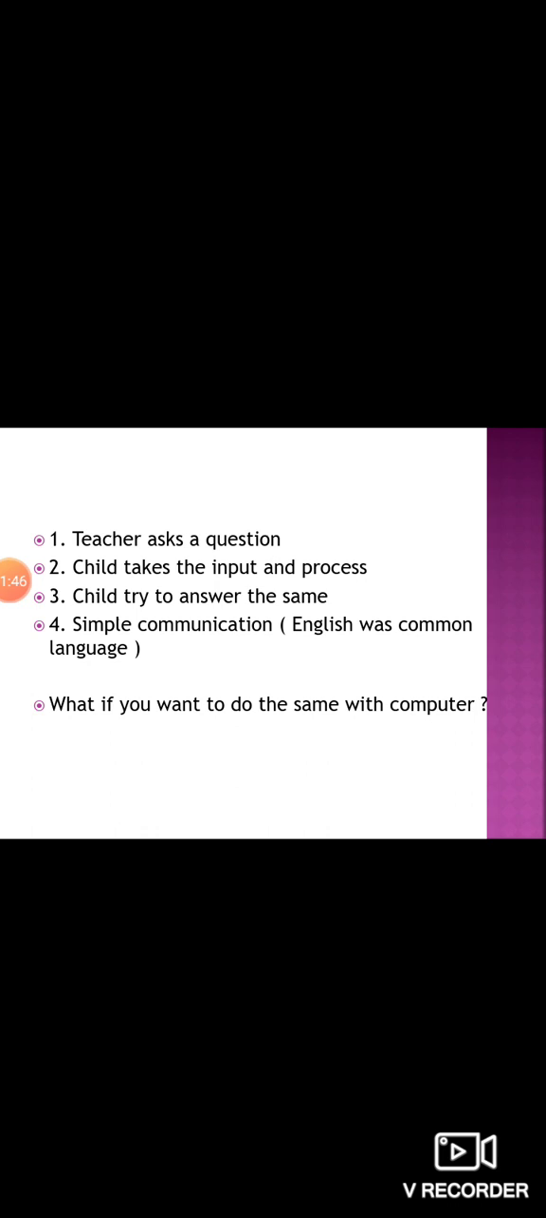So what is 2 plus 3? Now the child may answer 5, and 5 is the right answer. So the teacher asks a question to the child, the child takes the input, processes it, and tries to answer. But if we observe carefully, English was a common language between the teacher and the child. So what if you want to do the same with the computer?